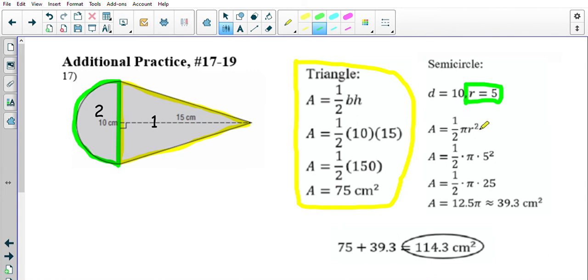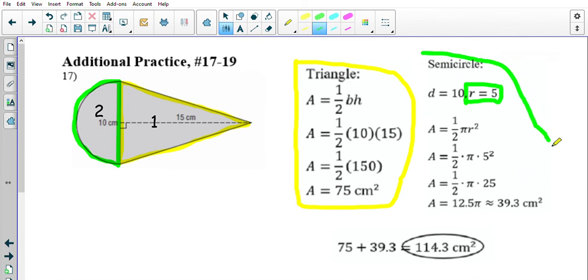You might be wondering, are we ever going to have a whole circle? It's possible, of course. Replace r with 5, so we do half times pi times 5 squared. 5 squared is 25. Half of 25 is 12.5 pi. So I wrote my answer in terms of pi. But to the nearest tenth, that's about 39.3 centimeters squared.